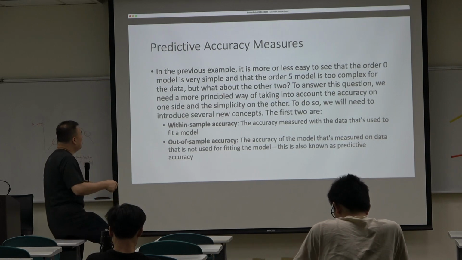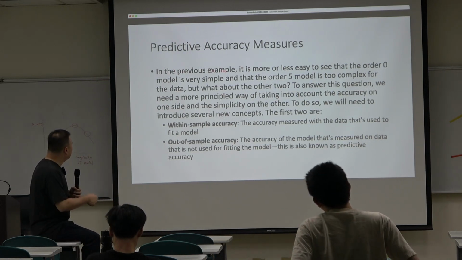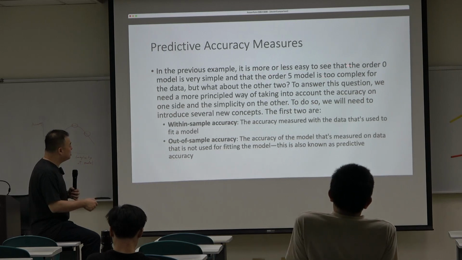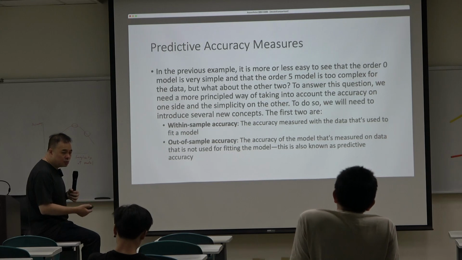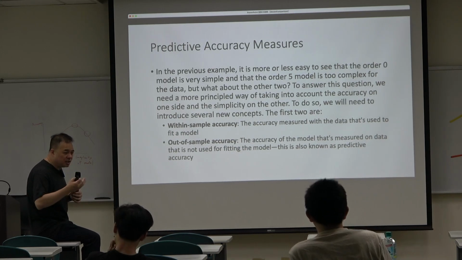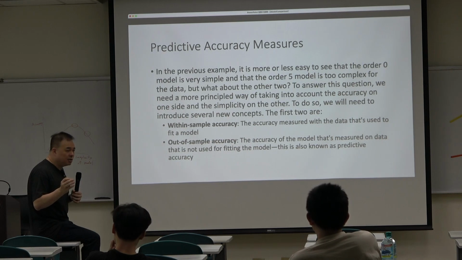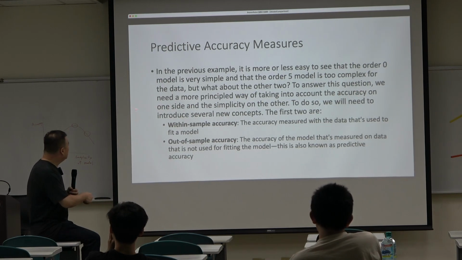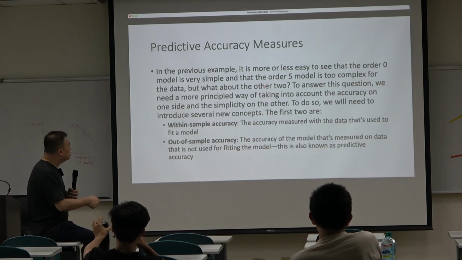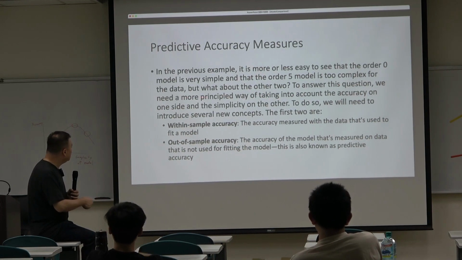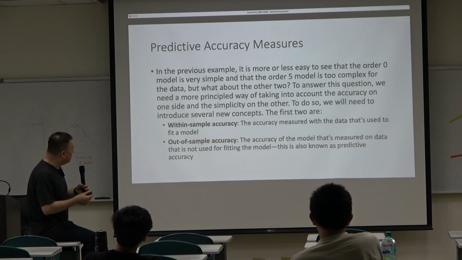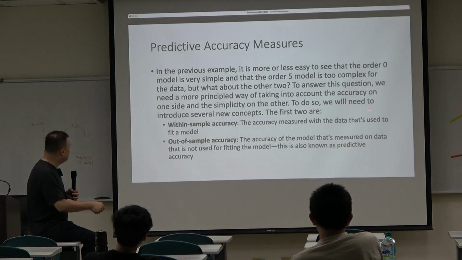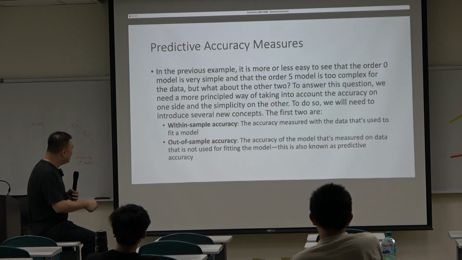So in the previous example, it's more or less easy to see that the order 0 model is very simple and the order 5 model is too complex. But what about the other two, the linear model and the quadratic model? To answer this question, we need a more principled way of taking into account the accuracy on the one side and the simplicity on the other. That's where model comparison comes into play. To do so, we will need to introduce several new concepts.